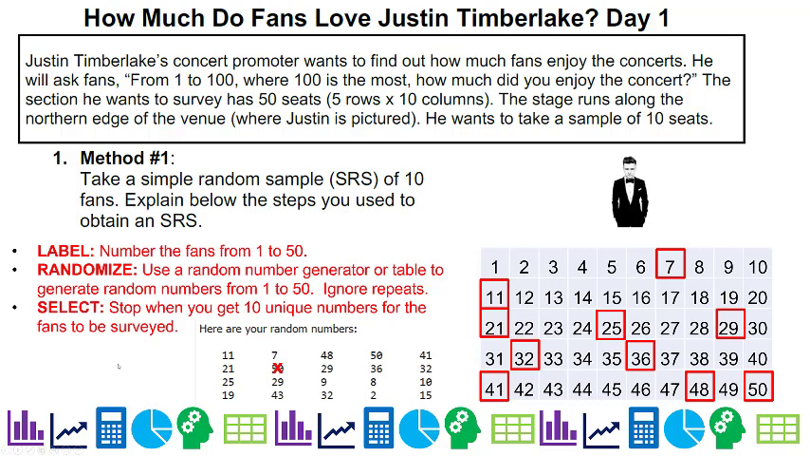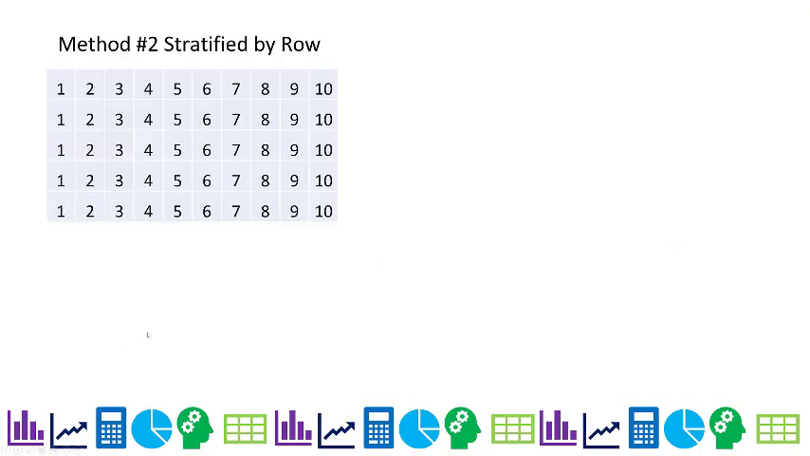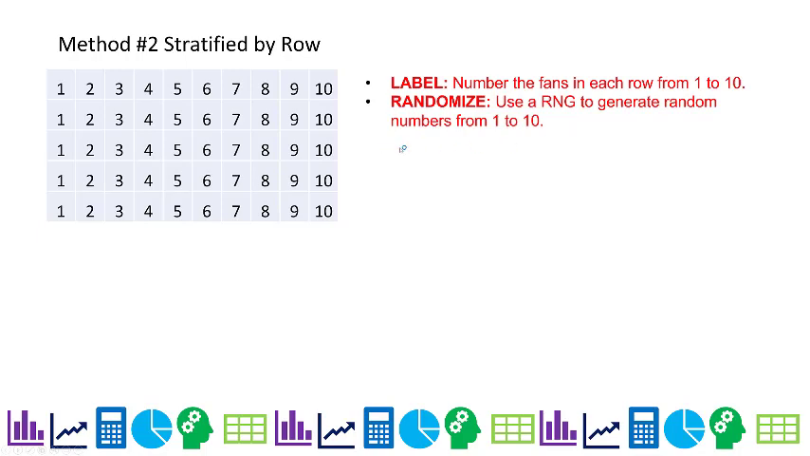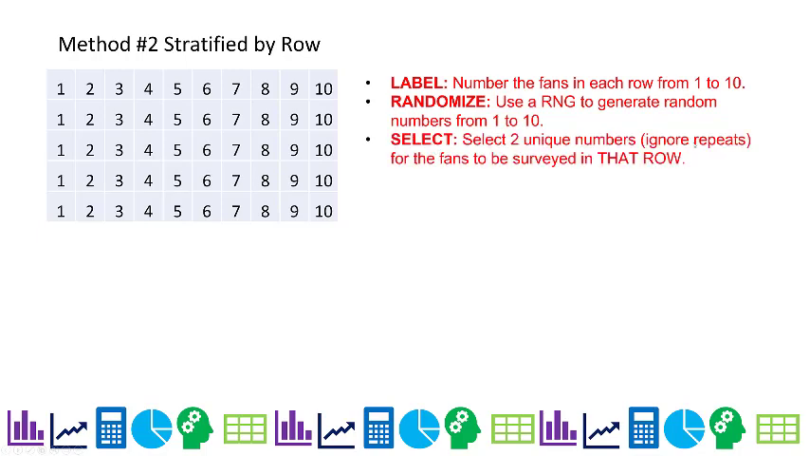All right. For method 2, we're going to go ahead and look at a method called stratification, stratified by row. So what that means is we want representation from every row. So we're going to label the fans in each row from 1 to 10, okay? Then I'm going to use a random number generator to generate random numbers from 1 to 10. I'm going to select 2 unique numbers, ignore repeats, because I could generate a 5 and a 5 since I'm picking 2. So I need to ignore the repeats there.